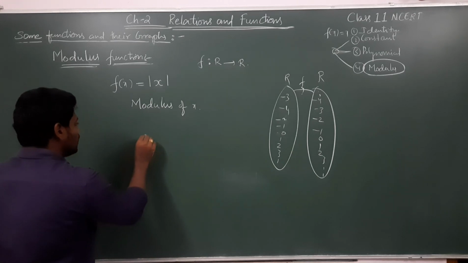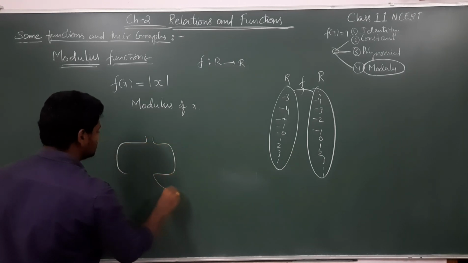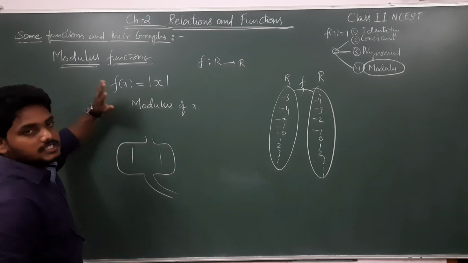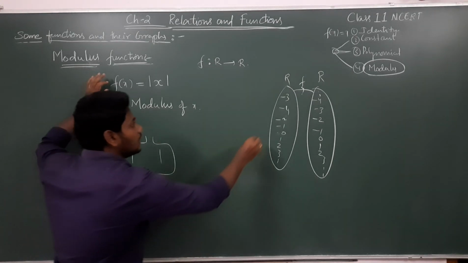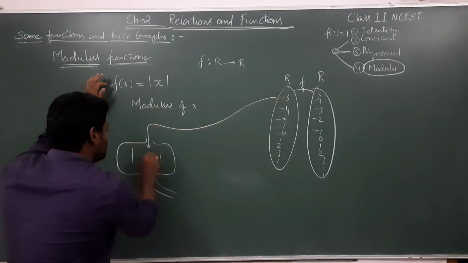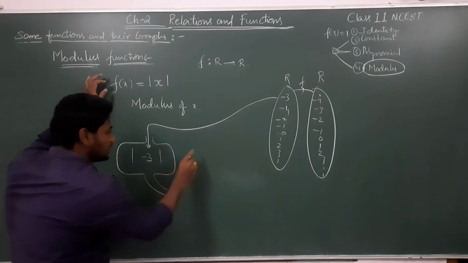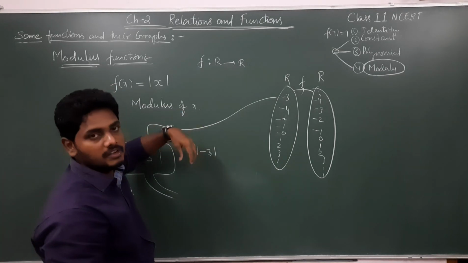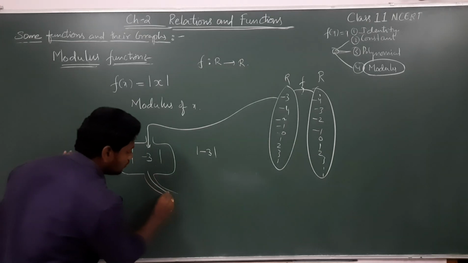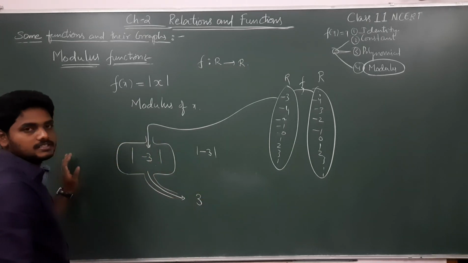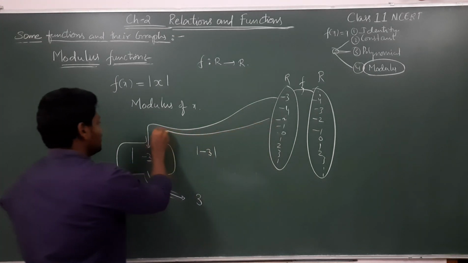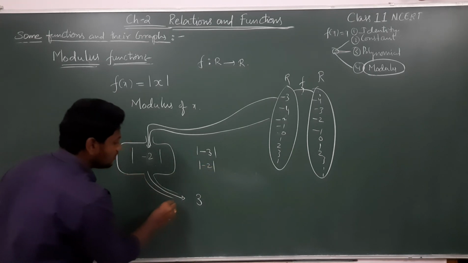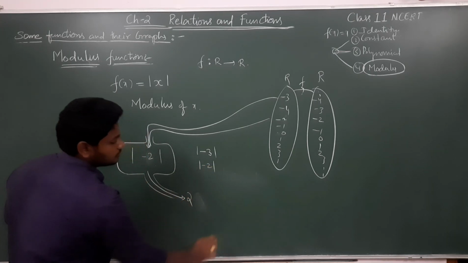For example, I will consider the modulus function here. In this modulus function, now I am taking minus 3. Then it becomes modulus of minus 3. Minus 3 is the domain value we are putting. But the output it gives is 3, not minus 3. If I substitute minus 2, it becomes modulus of minus 2, which gives 2, not minus 2.